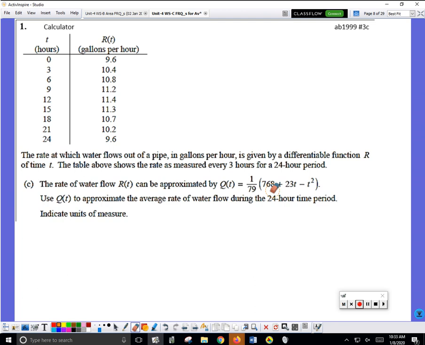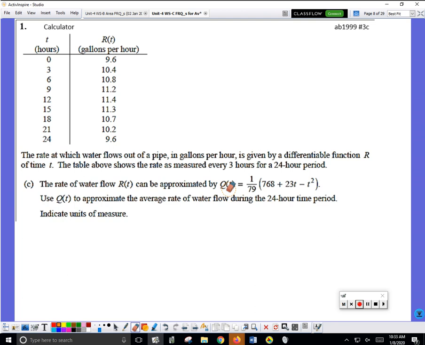That's going to happen a lot on the AP test, so if that doesn't make sense, you talk now. You okay? One's just the table, one's an equation, but they're roughly the same. It says use Q of T, so don't use this, to approximate the average rate of water flow. Well, Q is the rate at which water flows, so there are lots of different values of Q. They want the average of Q this time.